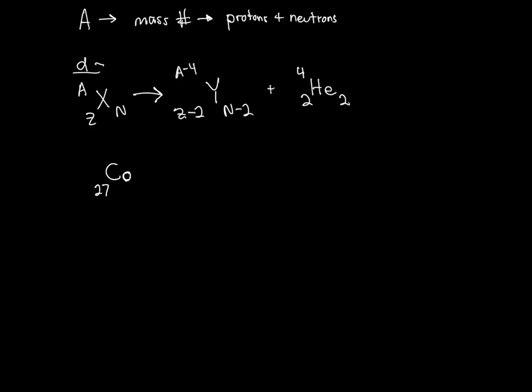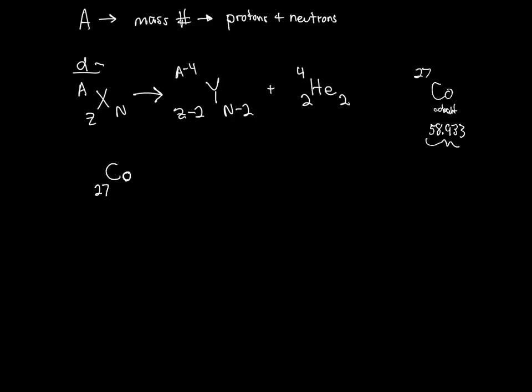58.933. Ooh. So this is what cobalt looks like in the periodic table. You've got the 27 up top, then you've got the Co, and then it might say cobalt if you're lucky, and then it has this number down at the bottom. What is it? 58.933.